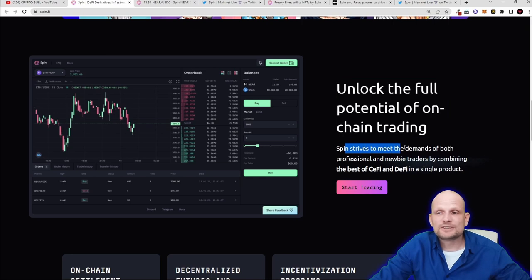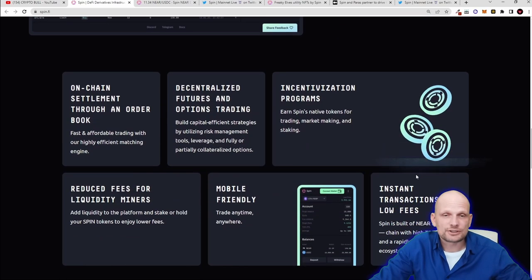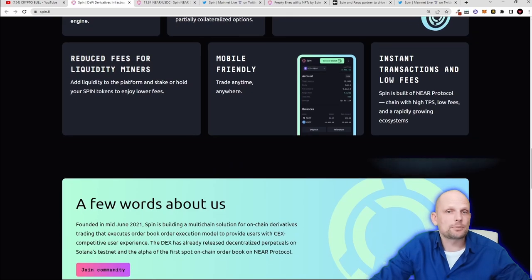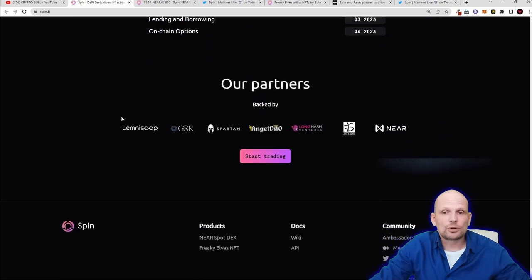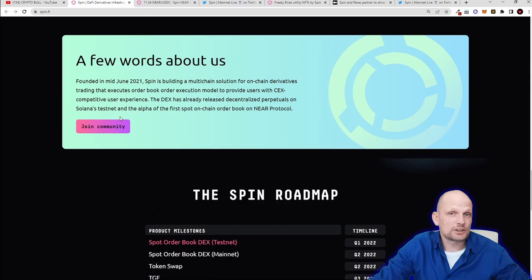Spin strives to meet the demands of both professional and newbie traders by combining the best of CeFi, centralized finance, and DeFi, decentralized finance, in a single product, guys. So you can trade on this exchange with on-chain settlement through an order book, decentralized futures and options trading, incentivization programs, reduced fees for liquidity miners, and mobile-friendly, instant transactions and low fees. Spin roadmap and partners, you can come in and check this out for yourself.